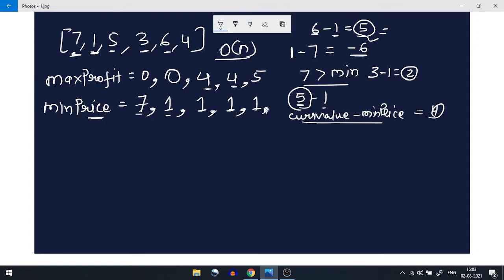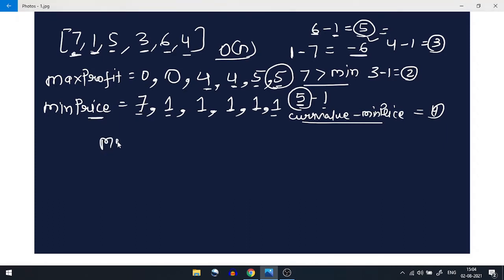Now we will move to the last element, 4. So 4 minus 1 is equal to 3, which is less than 5, which is our maximum profit. So we'll keep our maximum profit at 5 only and minimum price at 1 only, because 4 is still greater than our minimum price, which is 1. And at the end of the iteration, we will return maximum profit, which is 5.